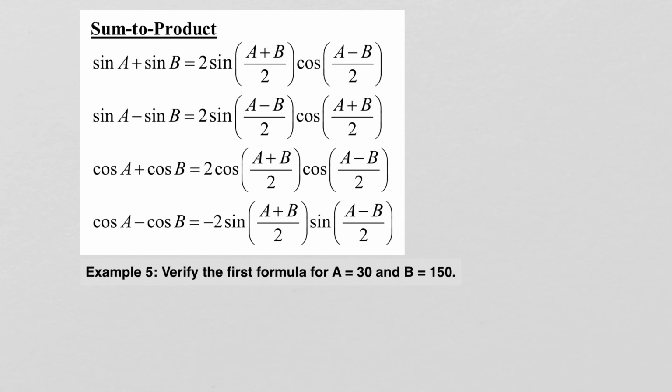So in our example here, we want to verify the first formula, so this formula here, for the given values of A and B. So A is 30 degrees and B is 150 degrees. So I'm just going to plug these values of A and B into both sides of the equation to show that they are equal.